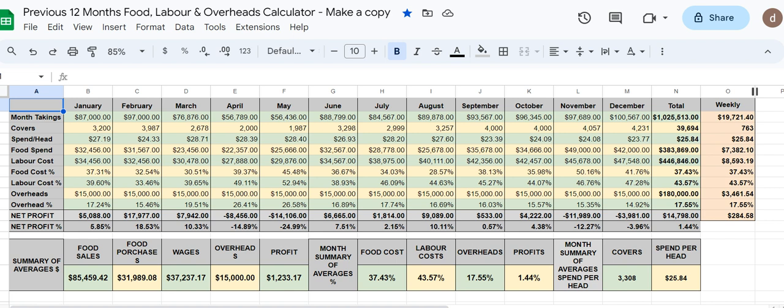Now, this is not an actual one. It was an actual one, but through testing to make sure it was working all right, I've just altered it everywhere, but it works.